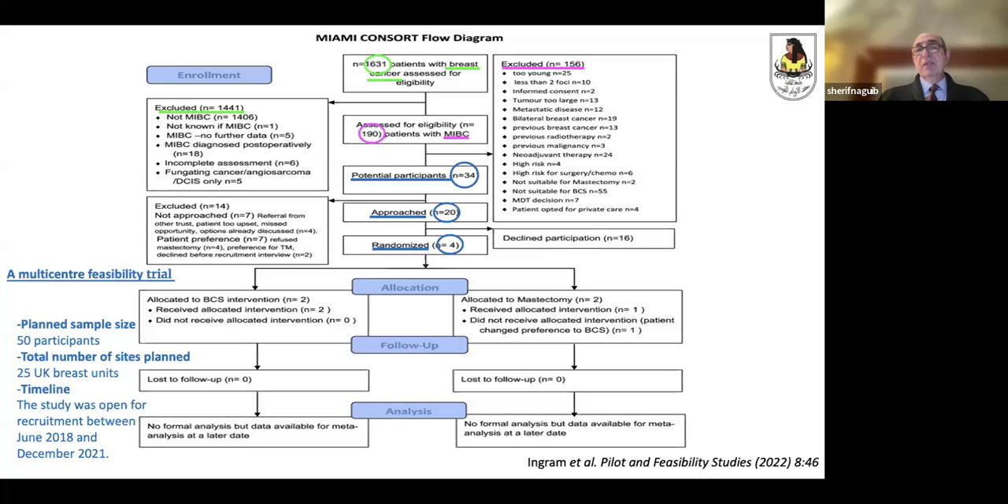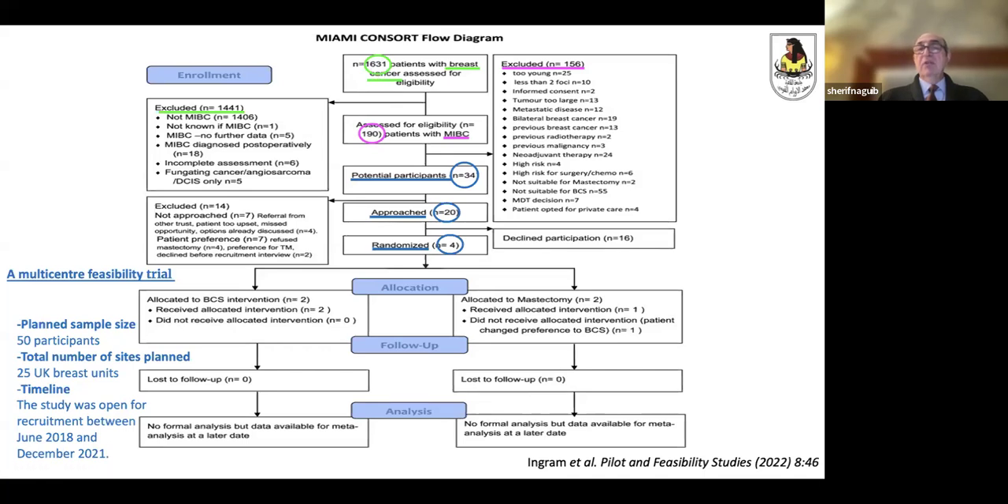This encouraged the Miami trial, which is a trial that was started in the UK and which included 25 breast units, and it was planned to extend from June 2018 to December 2021. And at the beginning, it included more than 1,600 patients.